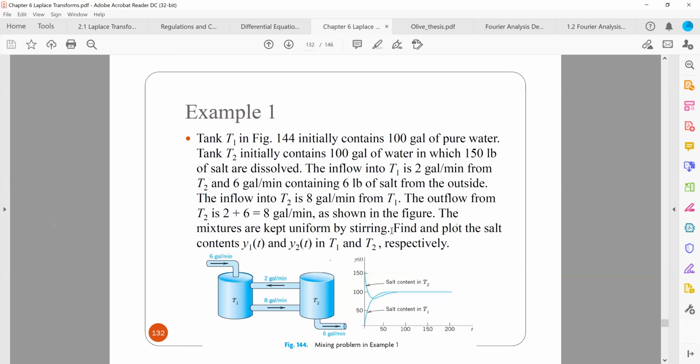These 6 are coming from outside. Where is the 6? Yes, 6 gallons per minute containing 6 pounds of salt.